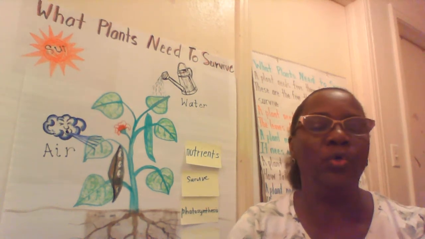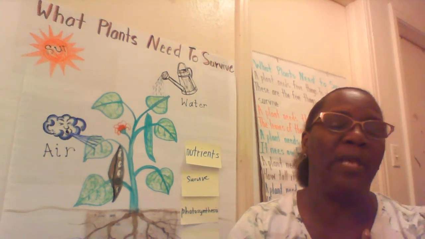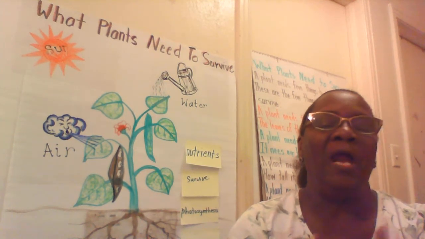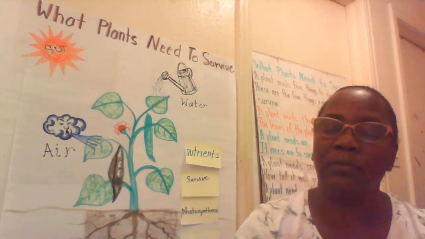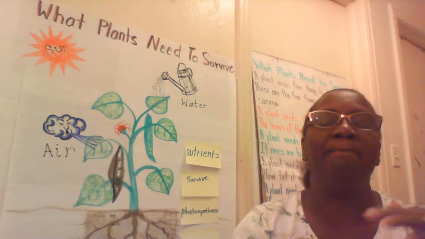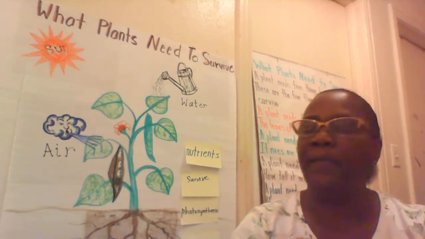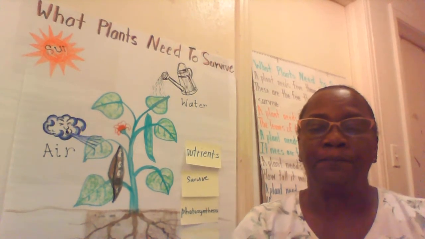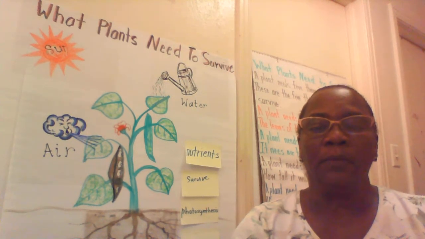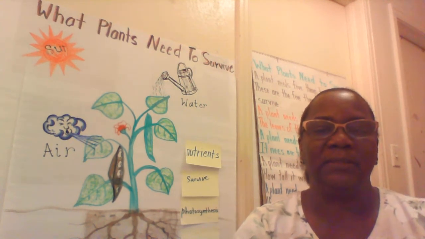And chlorophyll traps the energy from the sun and helps the plant to make its own food. Plants are the only thing on earth that can make their own food. We do not make our own food. Our food comes from plants and then we eat other animals. But plants, they make their own food. Okay? We just prepare it and cook it, but plants make their own food. And the process is called photosynthesis.